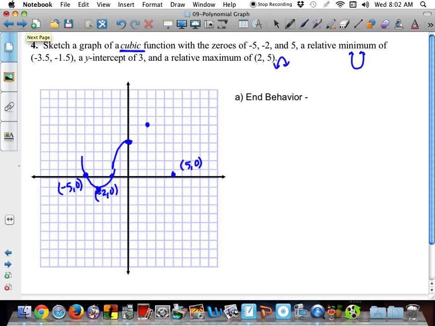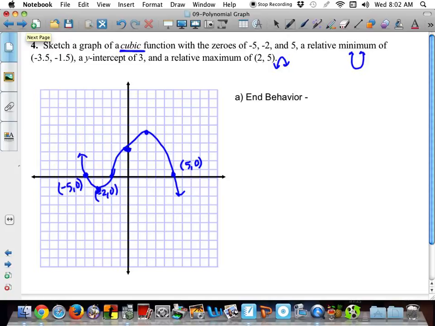right here. Oops, I see that I'm slightly off. And then back down. So there you see the minimum and the maximum.